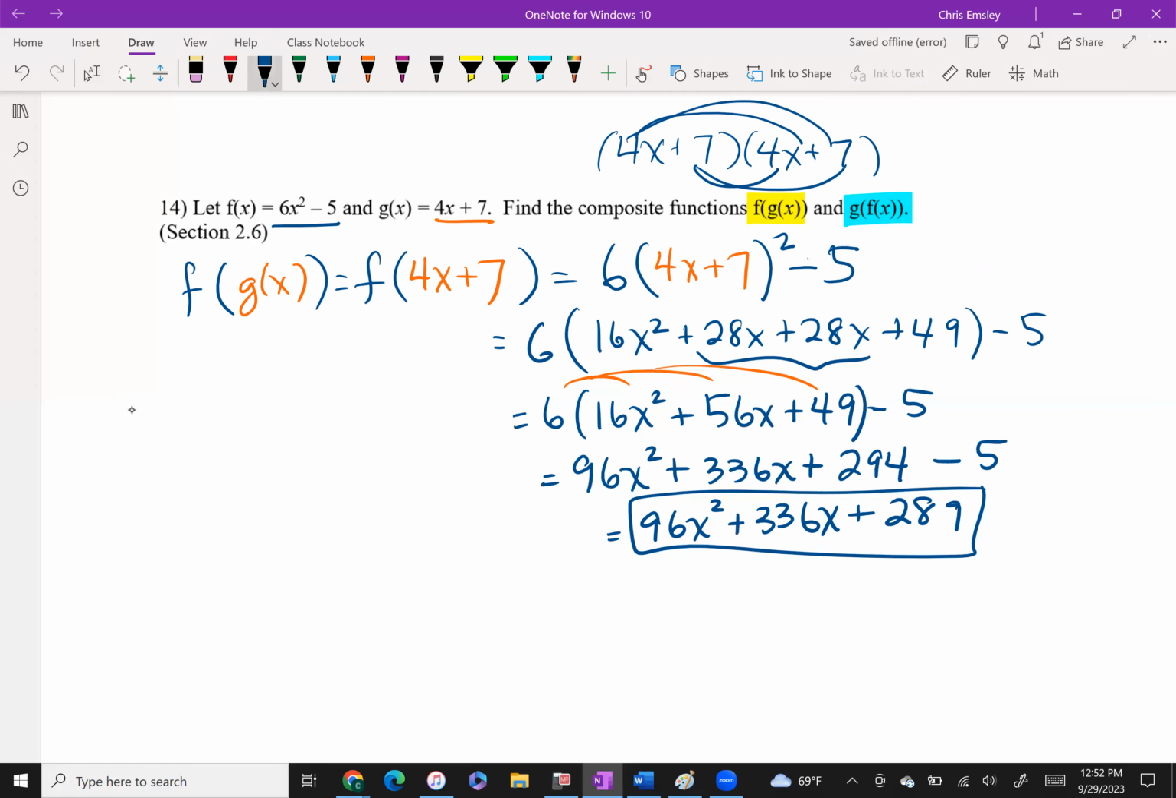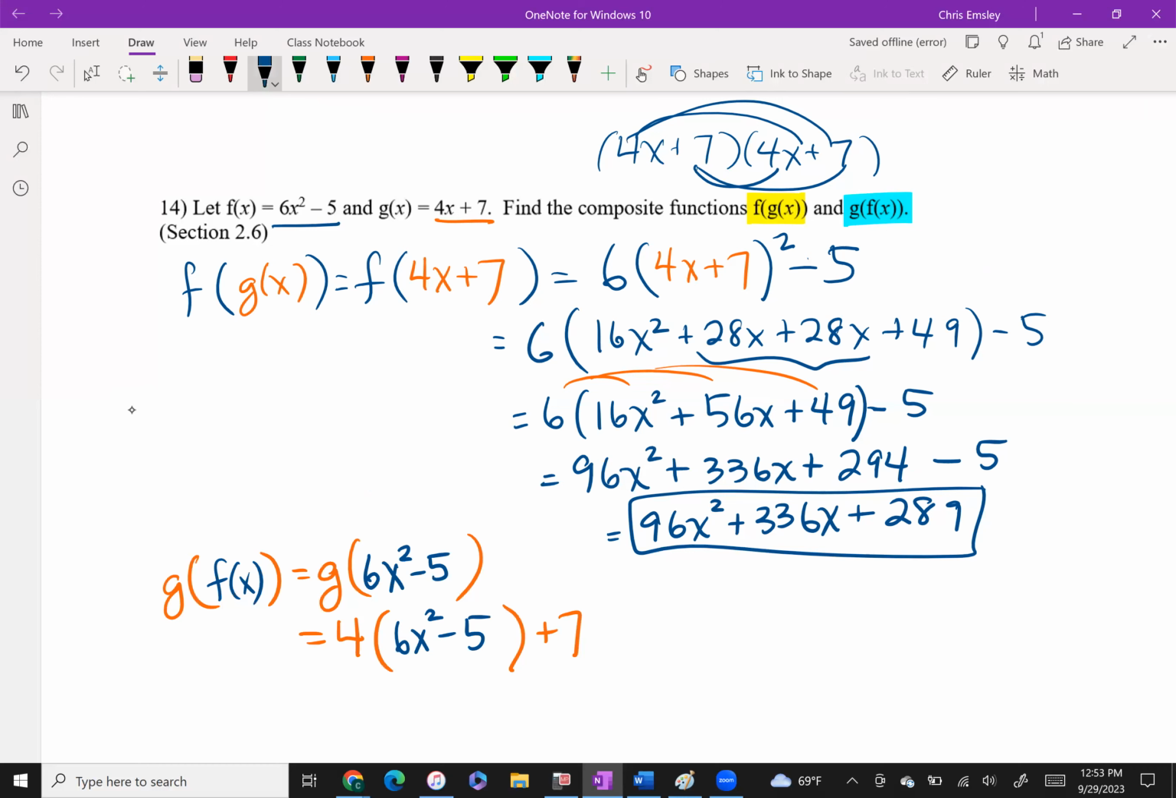And again, it asks us to go the opposite direction too. So we also want to find g of f of x, which means g is first. So that's our outside function this time. F of x is second. Oh, I don't need to write that. That's already how we wrote it. We are going to replace f of x with the function itself, 6x squared minus 5. Then we look at the function for g, which says 4 times something plus 7. What we're putting in for our input is our 6x squared minus 5.